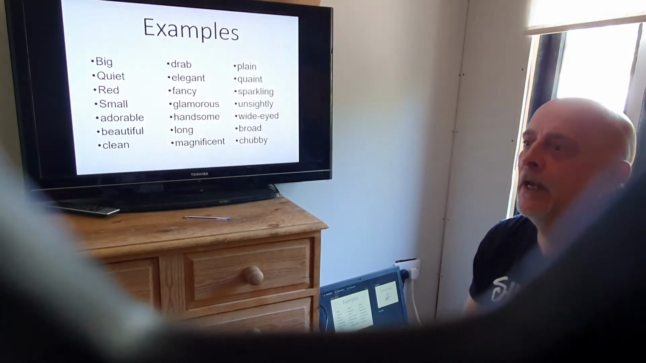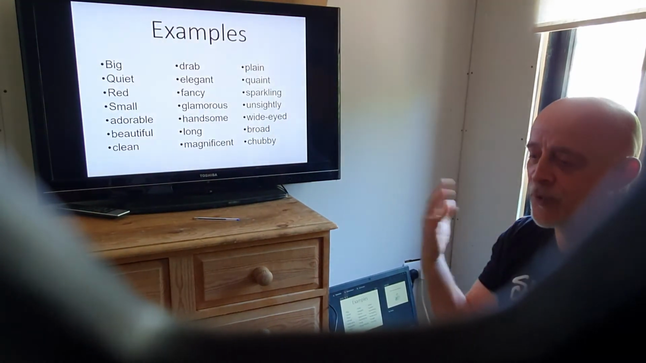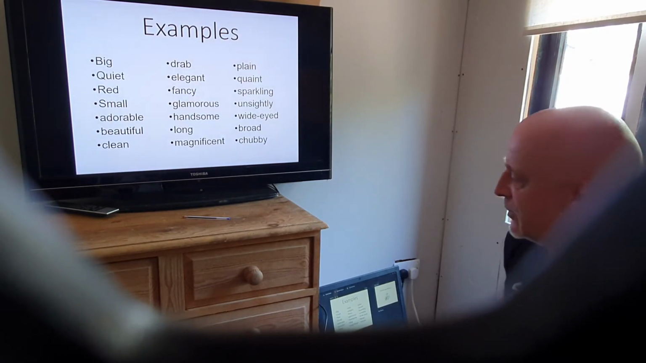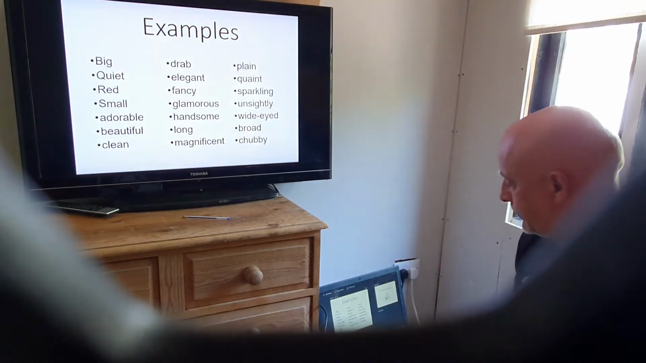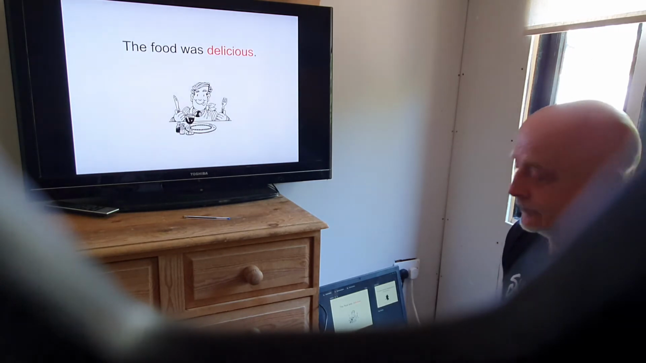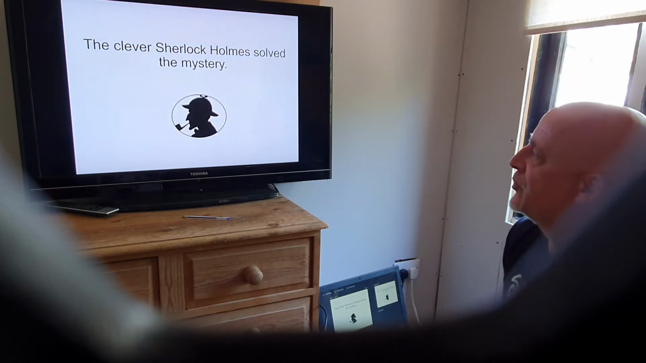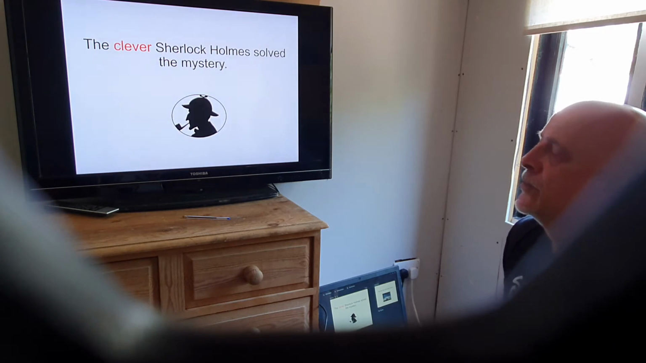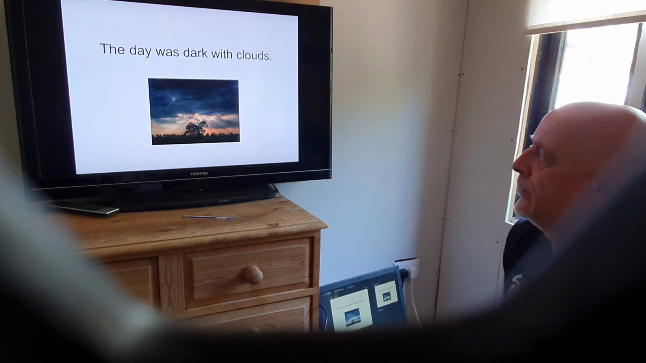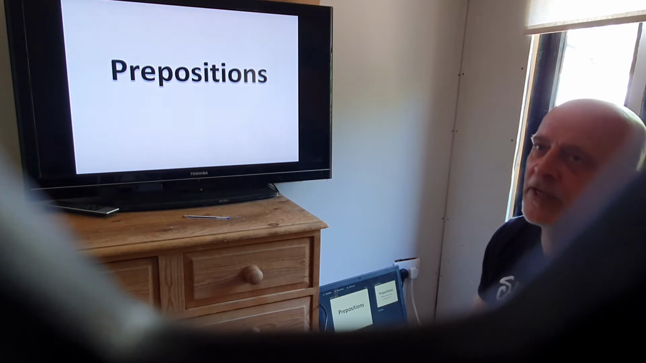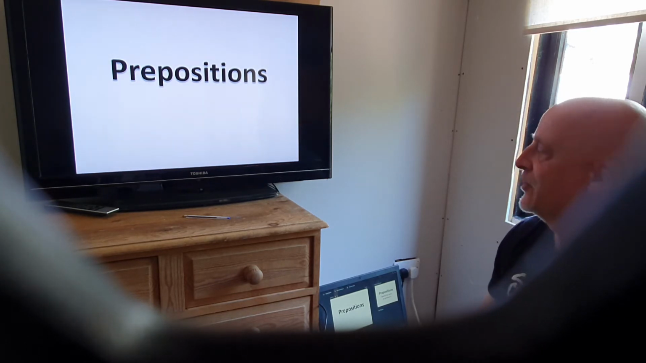So when you're writing a story or something like that, or you're trying to describe a situation, you're usually using adjectives to add some colour to the situation, to give some extra information. So for example, the food was delicious. The clever Sherlock Holmes solved the mystery. Clever. It adds some information to the fact that Sherlock Holmes was there. The day was dark with clouds. Dark, the adjective. That's a very brief explanation of what adds to your description through adjectives.